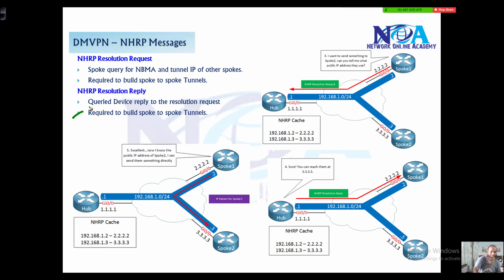The same thing you can see here. The spoke is querying for the NBMA tunnel IP address for the other spoke, like spoke 2. Spoke 1 is requesting for spoke 2, and the hub router is going to reply back to that resolution request, and we call this the resolution reply.